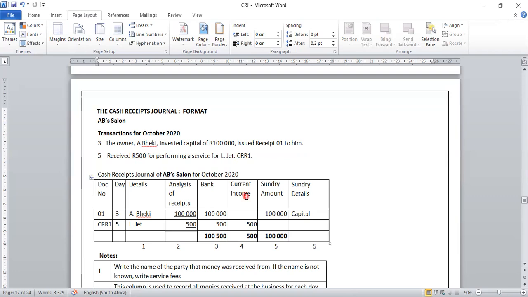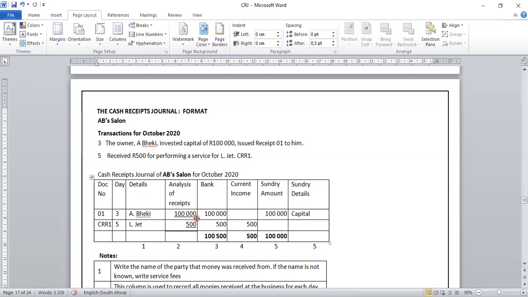Then let us record the first transaction. As we can see here, our document number is receipt number 1. So on our document column, we will write 01. Then the day of the transaction is the 3rd, so we write 3 in our day column. Then the details of this transaction is A. Becky, the owner, paid 100,000 Rand into the business. Then our analysis of receipt column, it would be the 100,000 Rand.